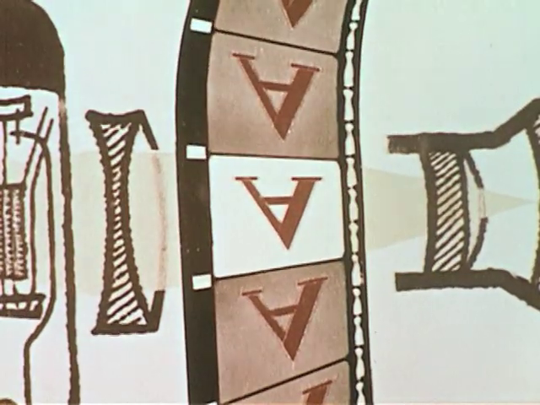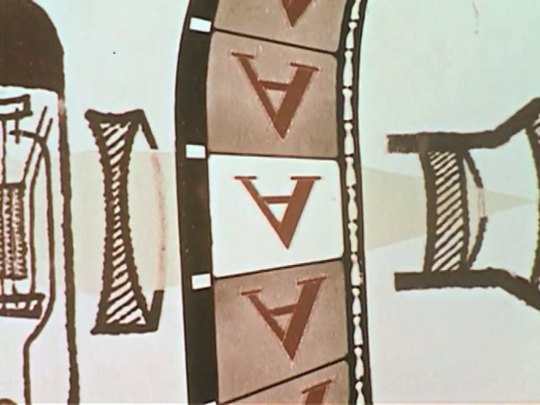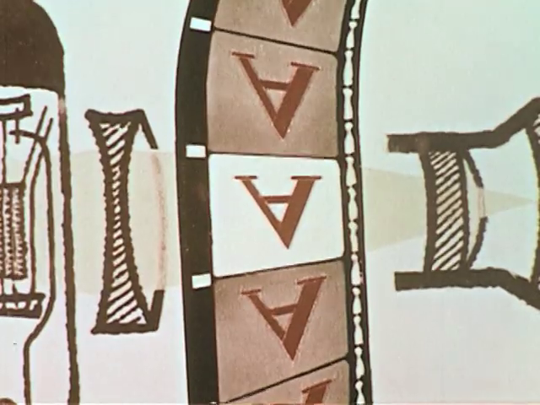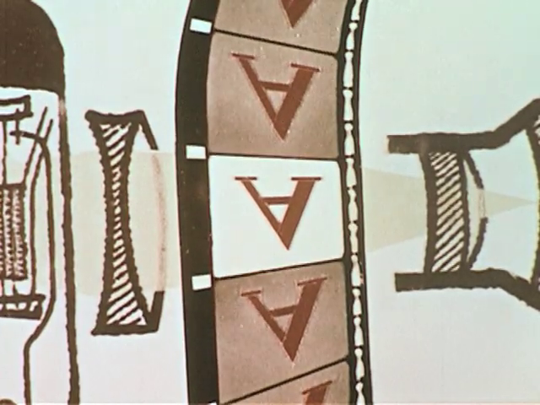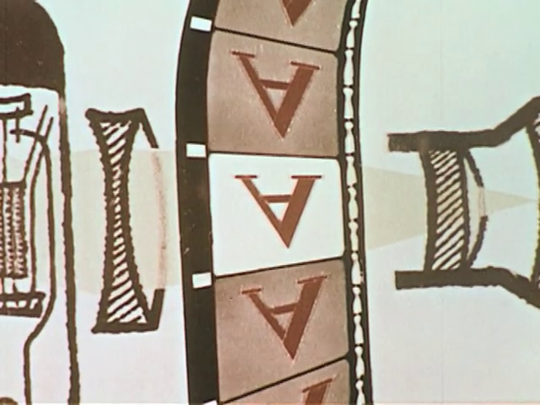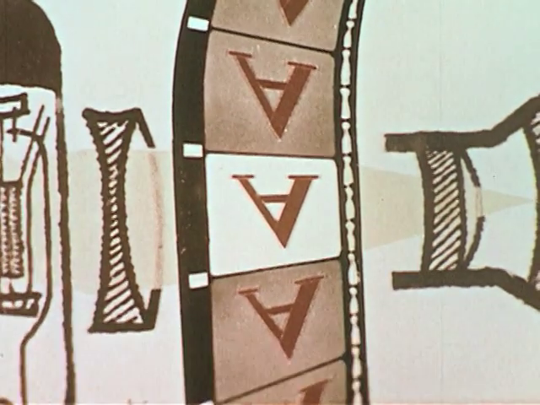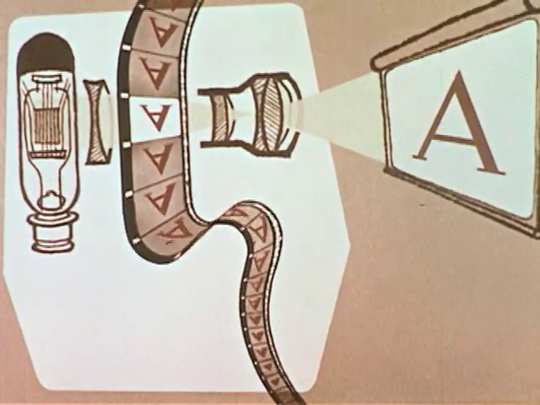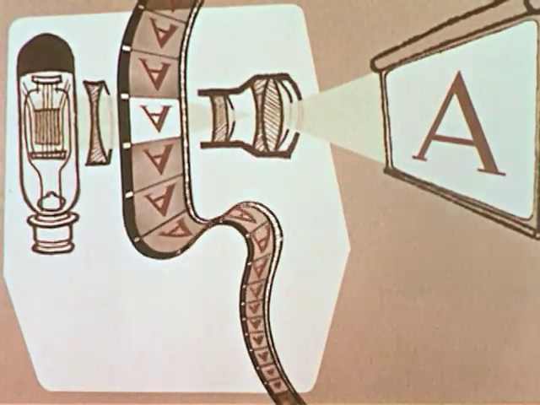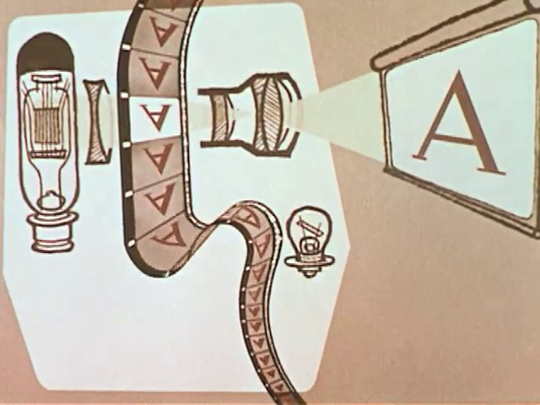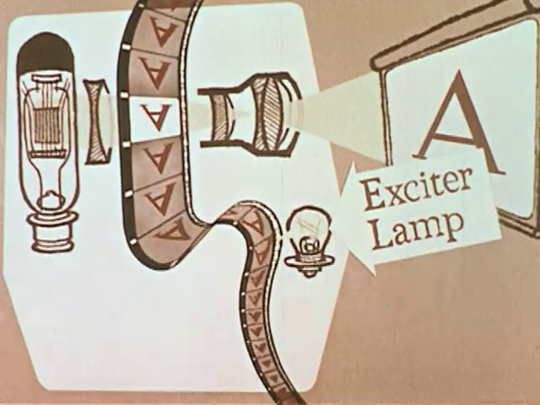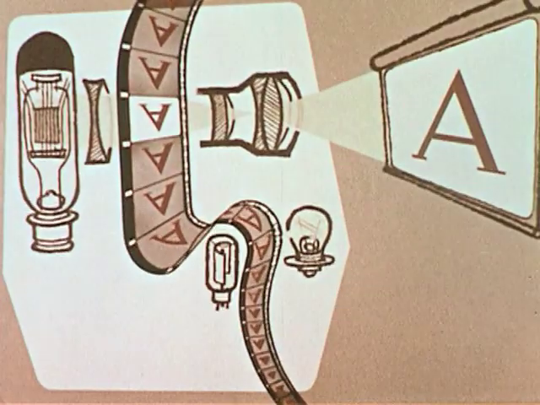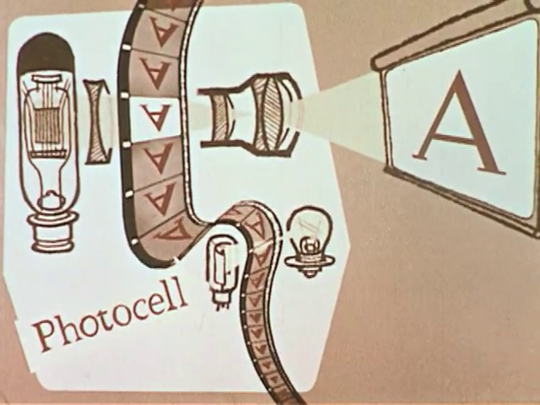As the film moves through the picture section, it pauses on each frame. In a sound projector, this happens 24 times a second. Next, the film enters the sound section. Here, an exciter lamp passes light through the soundtrack area of the film. This light is received by the photocell.